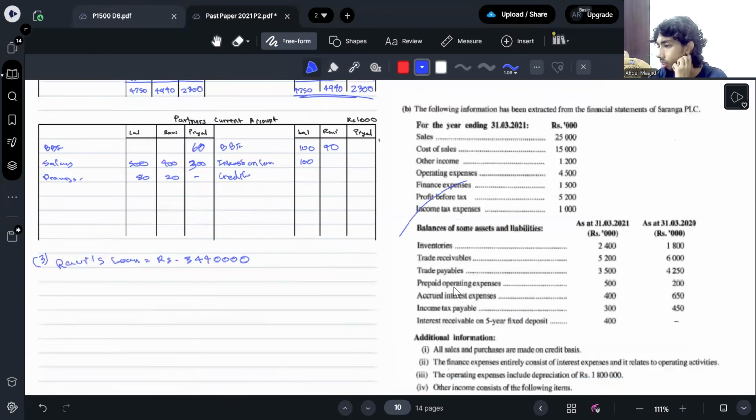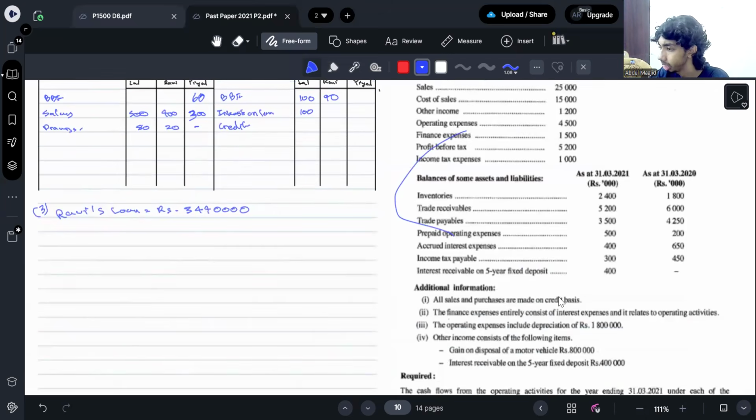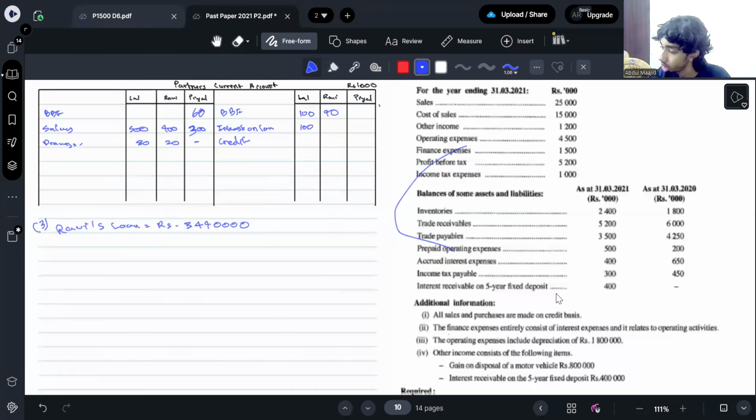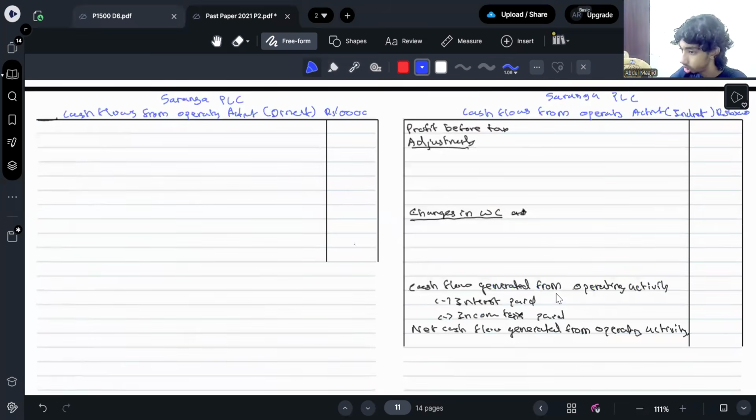Here we have additional information. All sales and purchases are made on credit. So in the direct method, if the sales and purchases are made on credit, you won't have cash sales and cash purchases, then you have to find out how much is paid to our creditor and how much is received from our debtor. So how can you find that? You will have to prepare a debtor's account and a creditor's account.